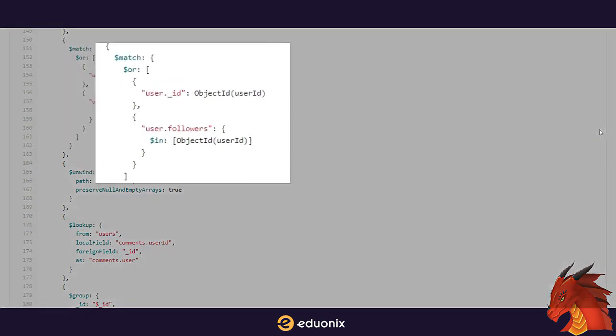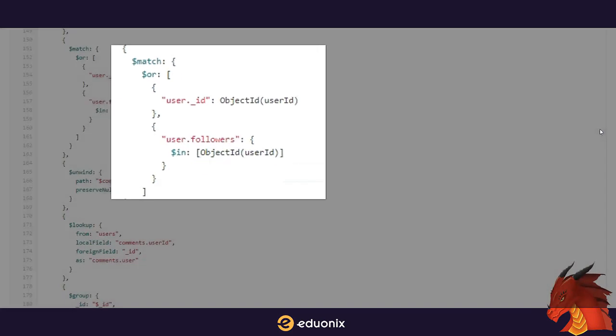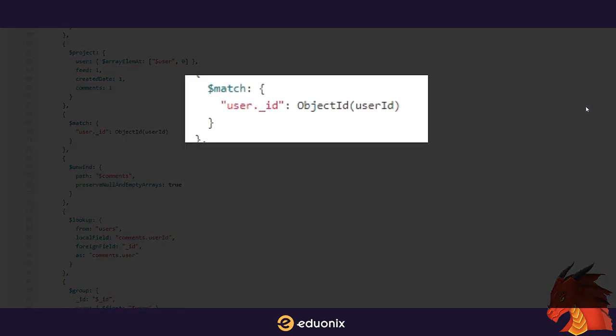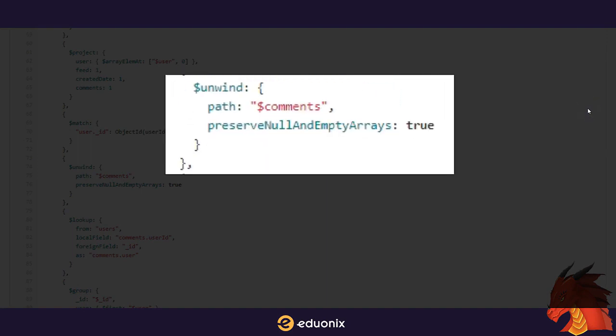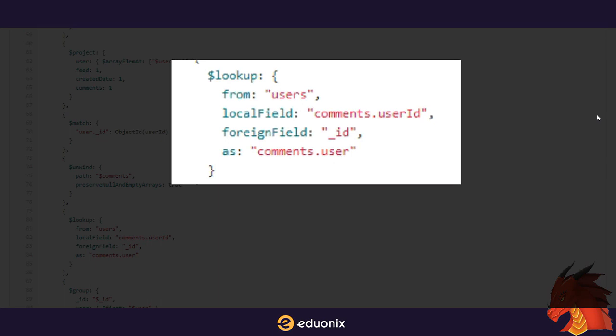In the case of fetch wall feeds method, match stage is more complex with its use of OR operation and IN operation. The match stage here is looking for a match with the current user. This match can be had either in the matching user document or in the followers field. Match stage is then used to screen out all users except the current user. Unwind stage extracts the comments from the feed of the user matched. Lookup stage joins the user ID reference found in the comments to the user collection.